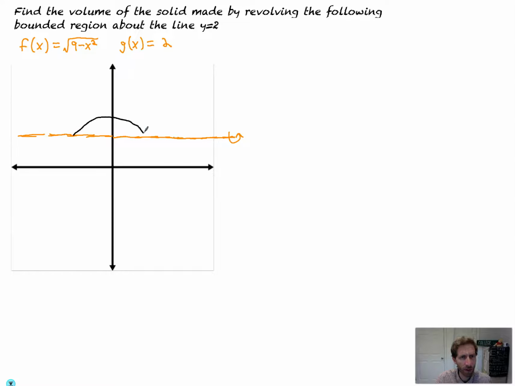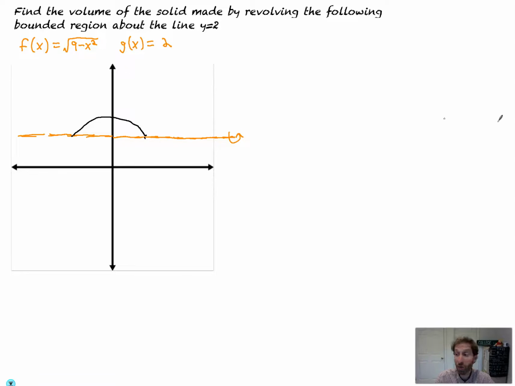That thing actually keeps going down. It would be like a semicircle that keeps going down to here, right? But we don't need all of that. We just need this piece right here. So I'm going to erase everything that I just put in place. Just wanted to show you that it's a semicircle technically, square root of 9 minus x squared. But we only care about that region there where it's bounded.